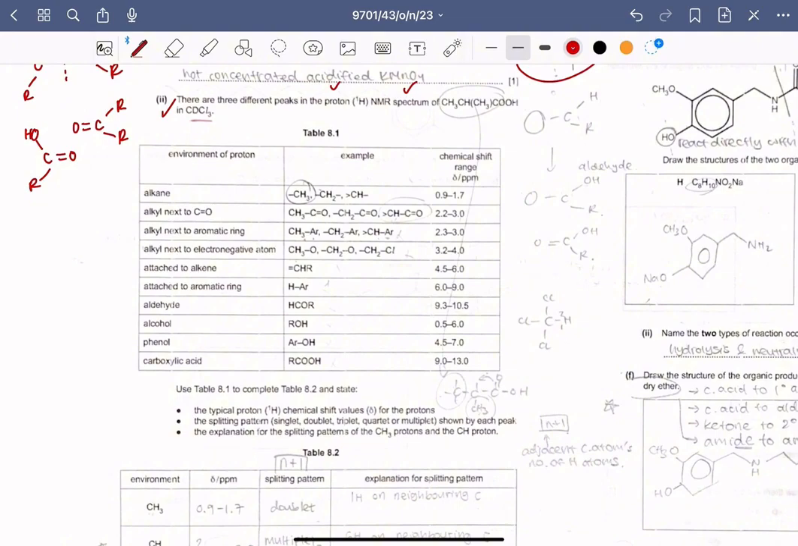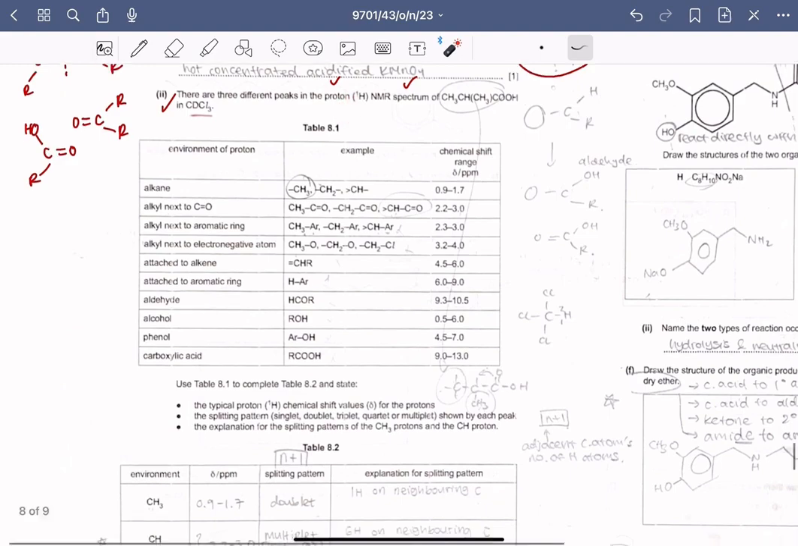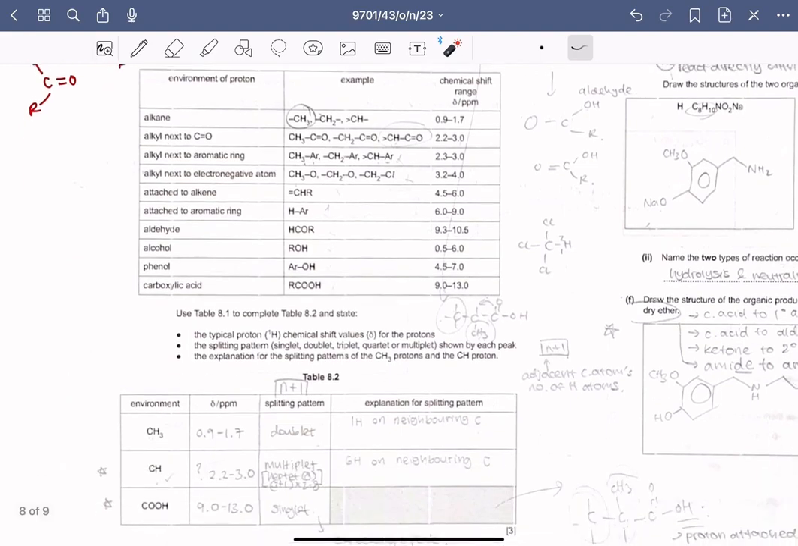So moving on, let's go to II. There are three different peaks in the proton 1H NMR spectrum of CH3CH(CH3)COOH in CDCl3. D refers to a H atom's isotope, which is deuterium, 2H. So in here we are supposed to state the typical proton 1H chemical shift values for the protons, the splitting pattern, singlet, doublet, triplet, quartet, or multiplet shown by each peak, and the explanation for the splitting patterns of the CH3 protons and the CH proton.